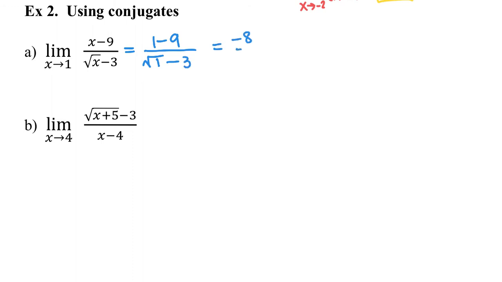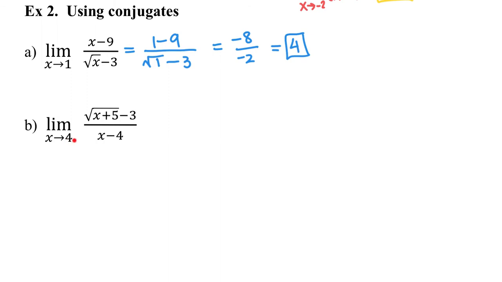So I get -8 over -2, which is +4. So that was easy. Again, if direct substitution works, use direct substitution. It's always going to be the fastest method. Okay, let's try this one.